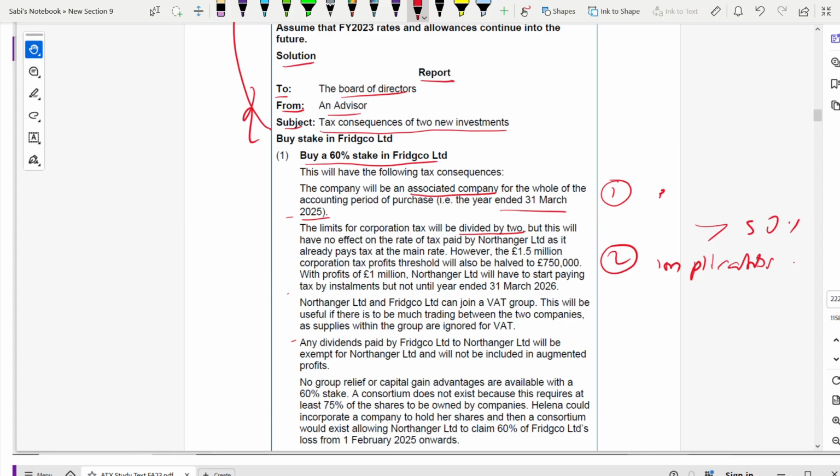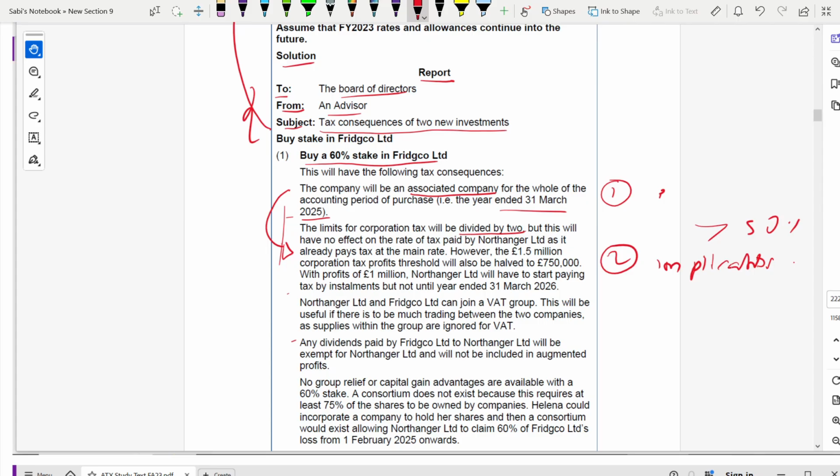You see how you're not putting everything in one paragraph and crowding it up, so it looks very untidy. It should look professional, it should look neat, it should be very easy to read, easy to follow through. So from this paragraph to this paragraph, see the link. First is about associated company, then if it is associated company, the limits will be divided, so the implications. See how it is following through from one paragraph to another. That's very important when you're writing a report.